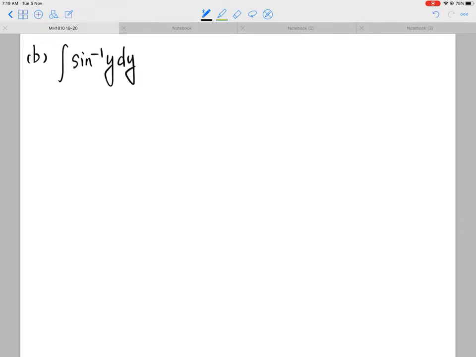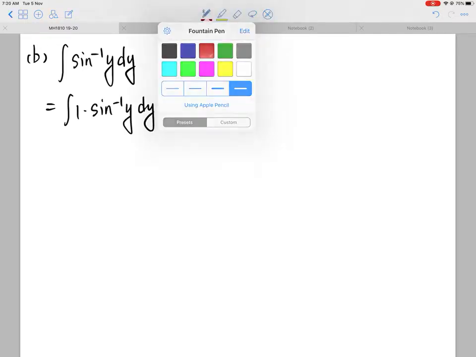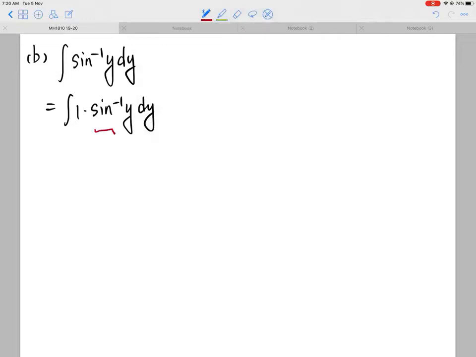Like part B, there's no way you can integrate it straightforwardly, right? But you can treat it as 1 times sine inverse y integration. So this part is your v. This part is your u's derivative. So it should be u times v. It should be x times, in this case it's y, so it's y times sine inverse y.